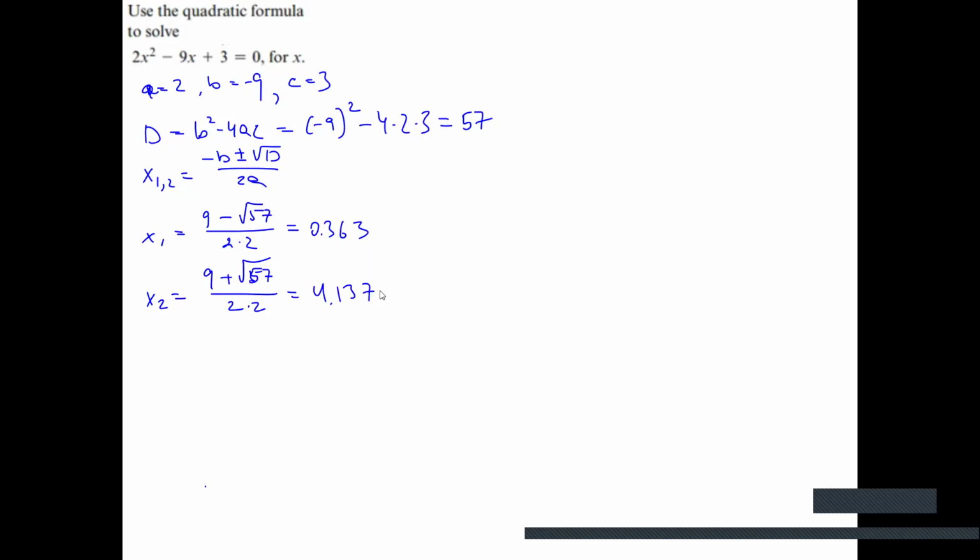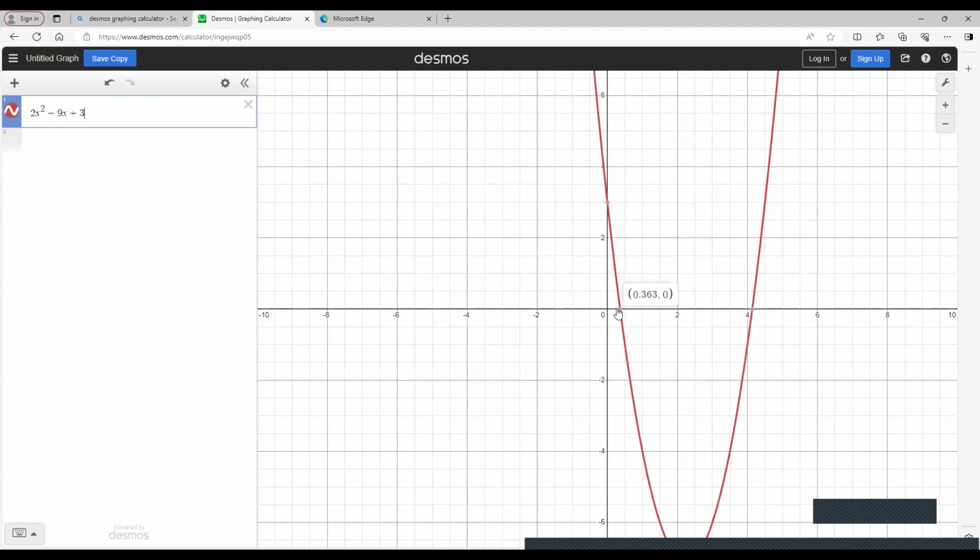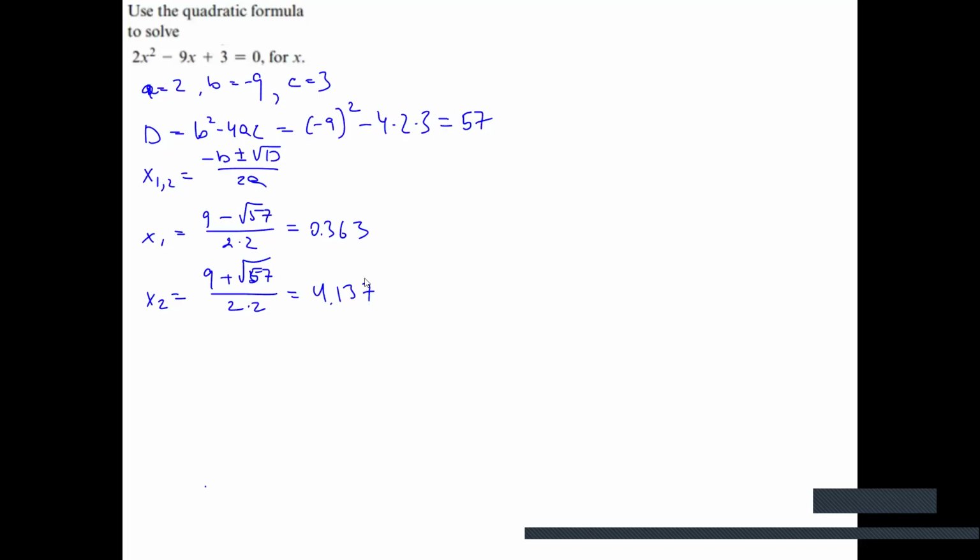So let's double check. 2x squared minus 9x plus 3. So what I have? Plugging in the roots, we get 0. Exactly what we calculated with the formula.